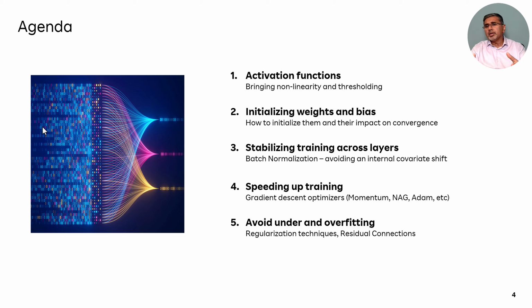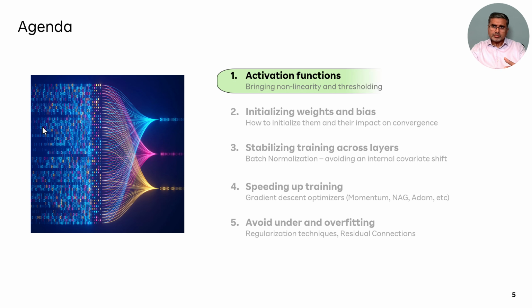We'll talk about how you speed up our training. And then we will talk about a problem called overfitting and how you avoid that overfitting problem in neural networks. So let's jump right in. Let's start with activation functions.